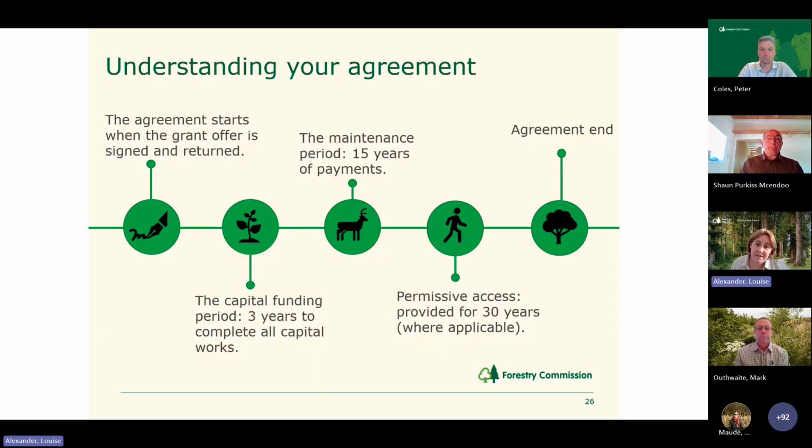So the agreement starts when the grant offer is signed and returned to us. The capital funding period then begins and runs for a maximum of 3 years. This can be shorter if you complete your work before the 3 years, and that's then followed by a 15-year maintenance period. If your agreement includes the additional contribution for recreational access, permissive access must be maintained with associated signage for 30 years, starting from the date that the final capital claim is made.